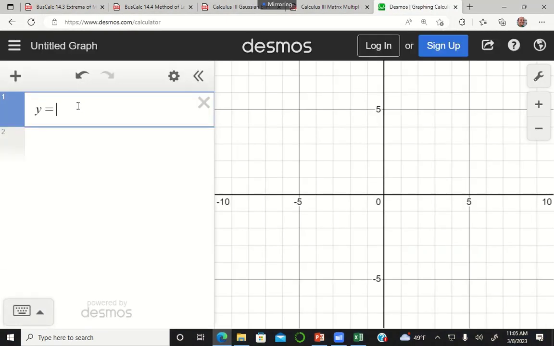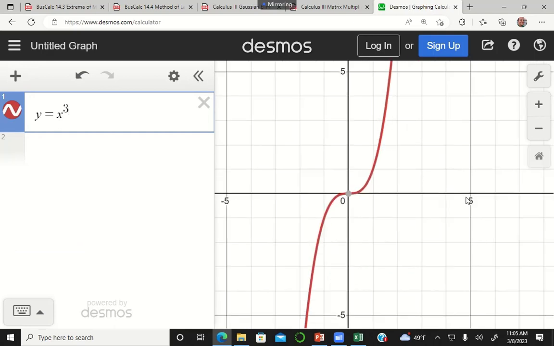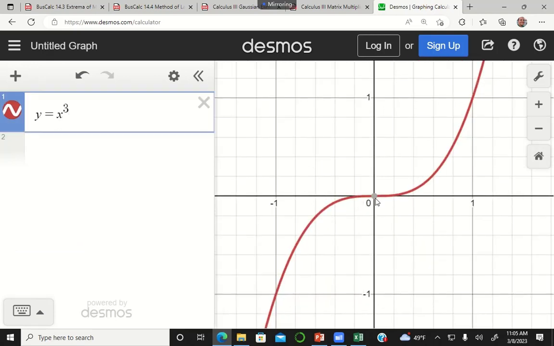if you have the function y equals x cubed, the critical point is right there at the origin. It's where the derivative is equal to 0. But if we tried the second derivative test, we'd find that the second derivative is equal to 0 at the origin. And this is a case where this is neither a maximum nor a minimum.